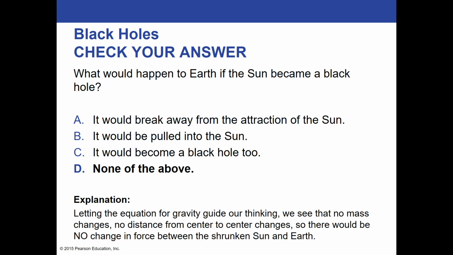None of the above. So letting the equation for gravity guide our thinking, we can see that there was no mass change. All we did was change how the mass was distributed. We're not inside the Sun. So there would be no change in force between the shrunken Sun and Earth, because there's no change in mass, and our equation tells us that force would not change.